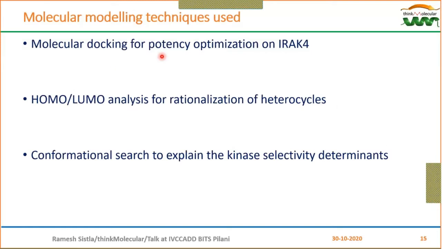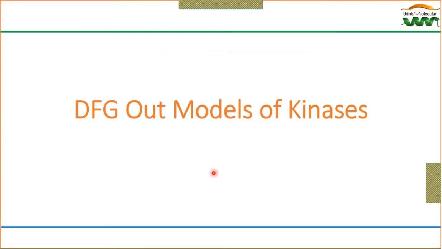So the key techniques that we use here, therefore, are the molecular docking for potency optimization on IRAK4 core, also to understand how we're potentially getting selectivity against CKIT, homology analysis for rationalization of the heterocycles, then conformational search to explain what kind of selectivity determinants we have in this particular case.